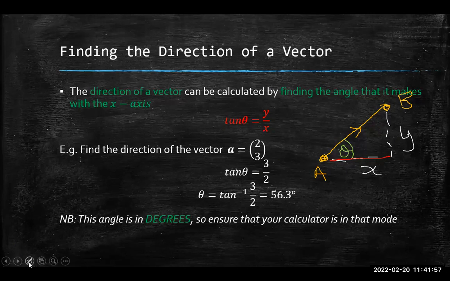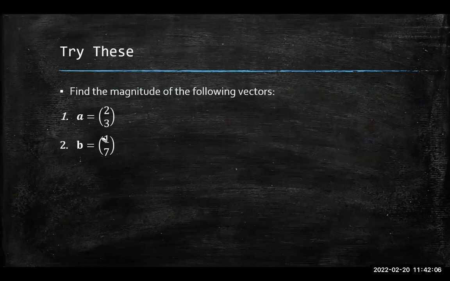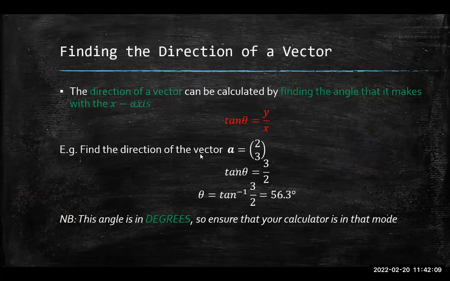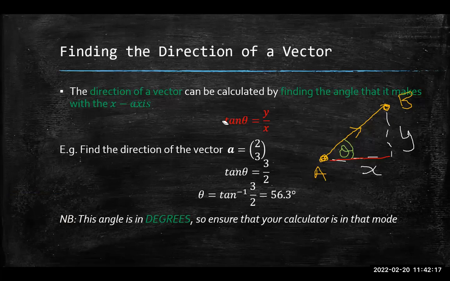Let's say they gave you the vector A, and they ask you to find the direction of this vector. We just found the magnitude of the vector, and we said it was root 13 units. That's the magnitude. What if they ask me to find the direction? Then I apply this. If A is equal to (2, 3), I'm using this formula: tan theta is equal to y over x. Remember, y is always the bottom number, so it will be 3 divided by x, which is my top number, 2. So tan theta is equal to 3 on 2.